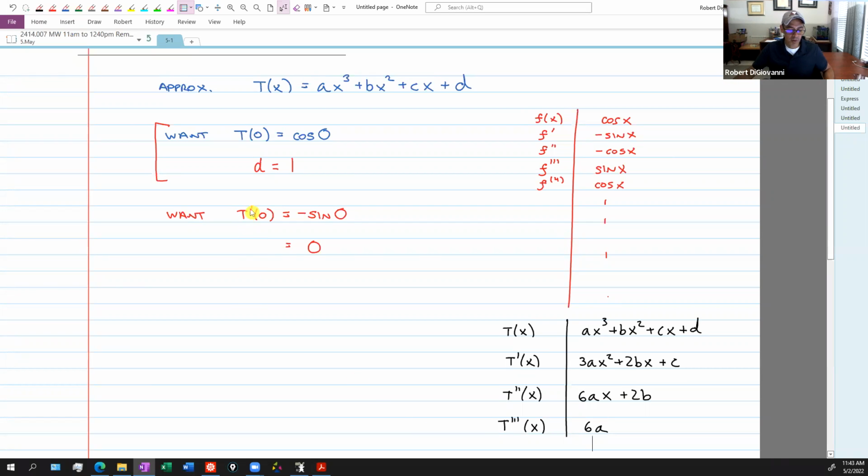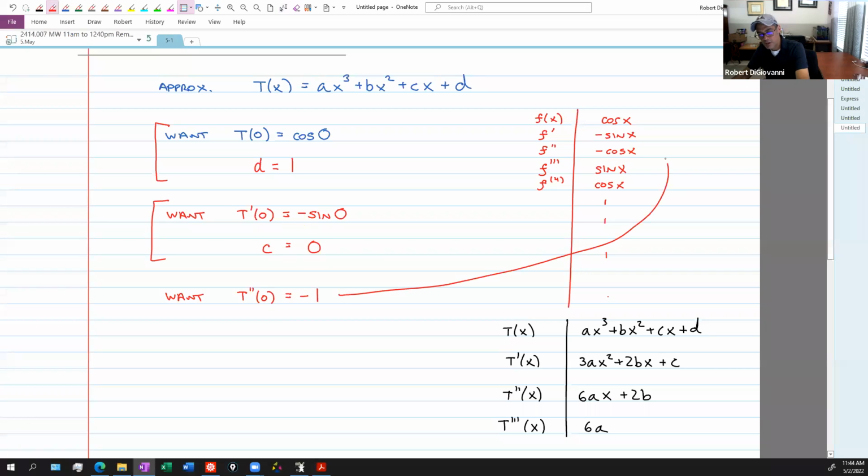So if I want the derivative at zero to match this derivative at zero, what do I get when I plug in zero into the first derivative? C. So c must be this. That's the second thing I wanted. Now I want the second derivative at zero to be equal to, let's see, this second derivative here is negative cosine of zero, which would be negative one. This is coming from this. This one was coming from that. That one was coming from that.